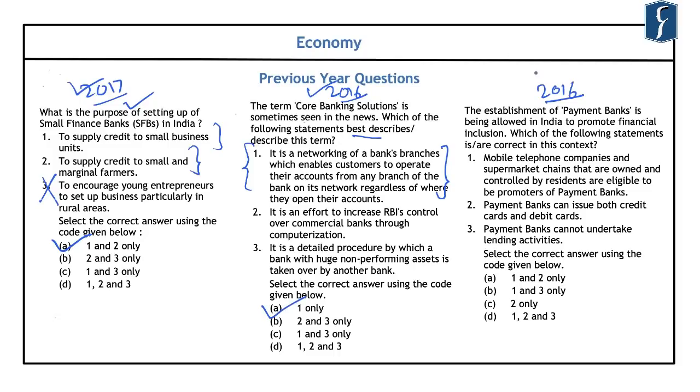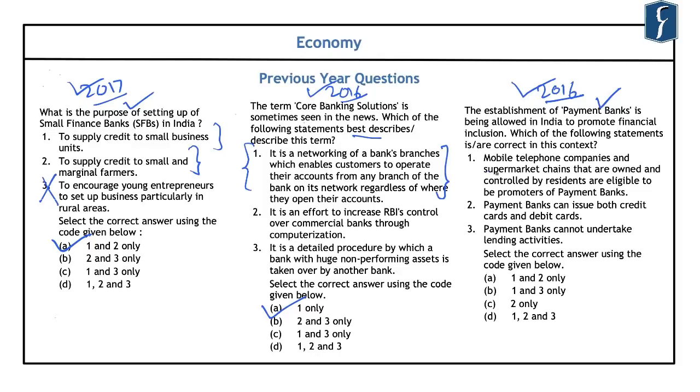Again, if you look at another question that was asked in 2016, it was related to the establishment of payment banks. The question reads, the establishment of payment banks is being allowed in India to promote financial inclusion. Which of the following statements is or are correct in this context?